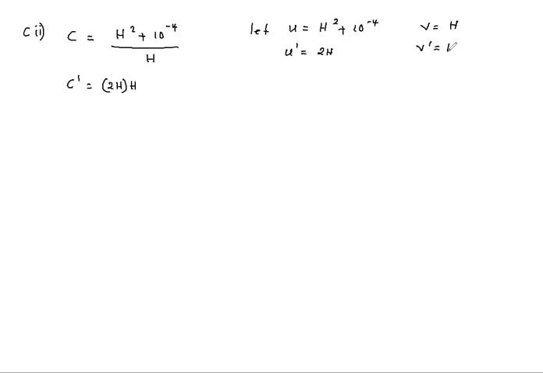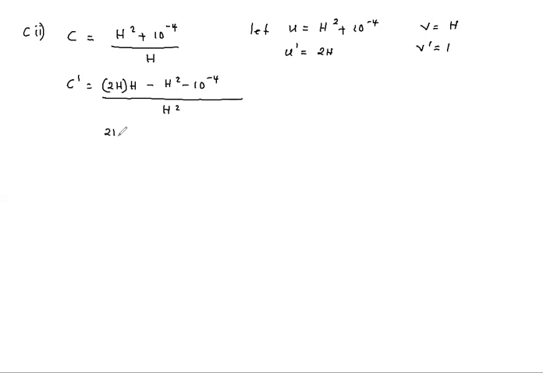Remember, the 10 to the power negative 4, that's a constant there. So don't drop the negative 4 and start differentiating it. It's a constant. The derivative of a constant is 0. So you have U prime multiplied by V minus V prime, which is 1, multiplied by U. So we'll have this over H squared.